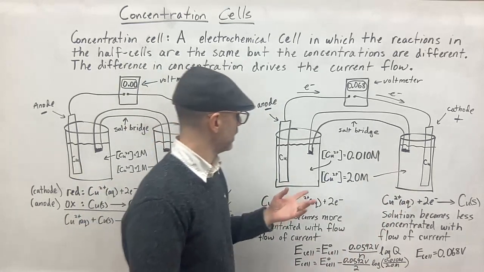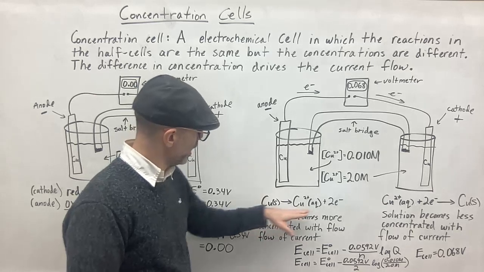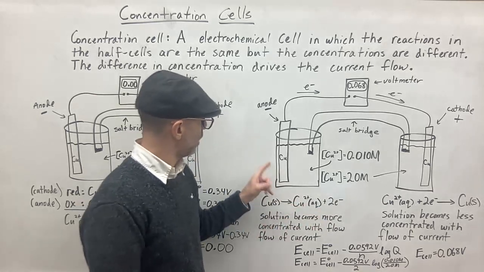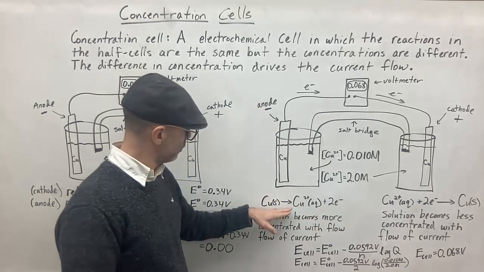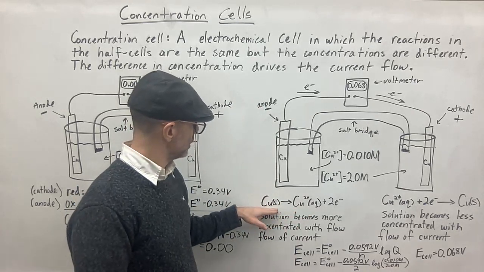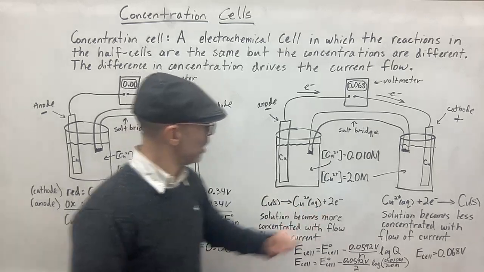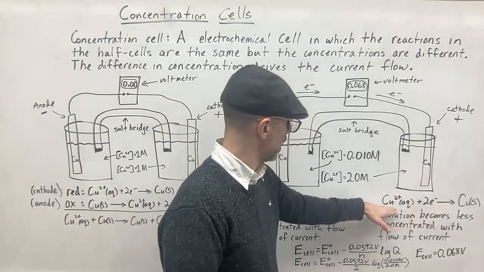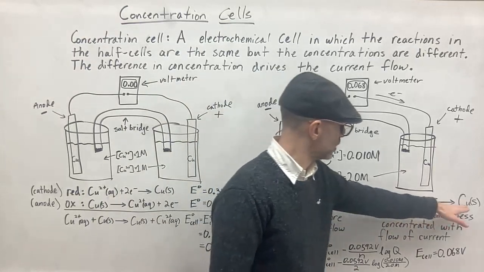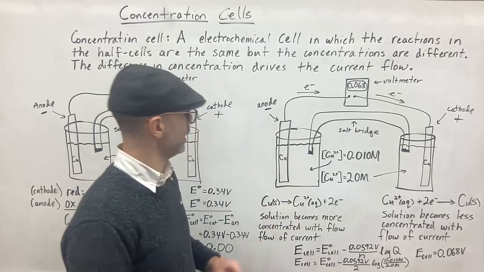So what's going on here? So here we have the reaction for our anode, right? So here we have the oxidation reaction occurring. Copper solid gives off 2 electrons to form copper 2 plus. Over here we have our reduction. Copper 2 plus picks up the 2 electrons to form copper solid. So what's going on here?